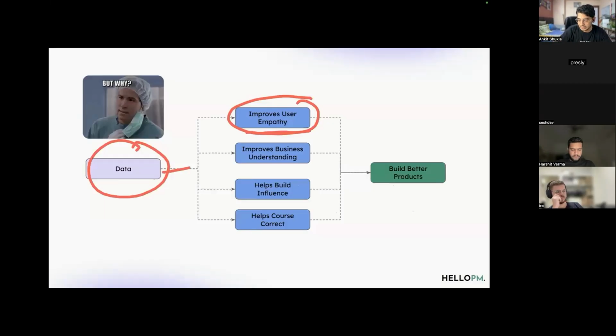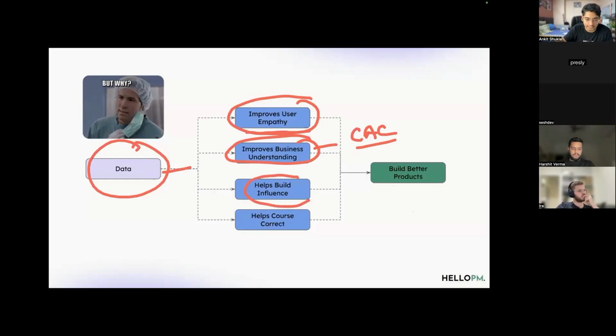Okay. Similarly, it improves your business understanding. There are some common metrics that every business has to measure, which is the cost to acquire a customer, which we are going to talk about in a moment. This will tell you whether you are able to acquire the customer at a better cost or not, so that your business is a sustainable business model. So these are a few numbers that will tell you about the business understanding.